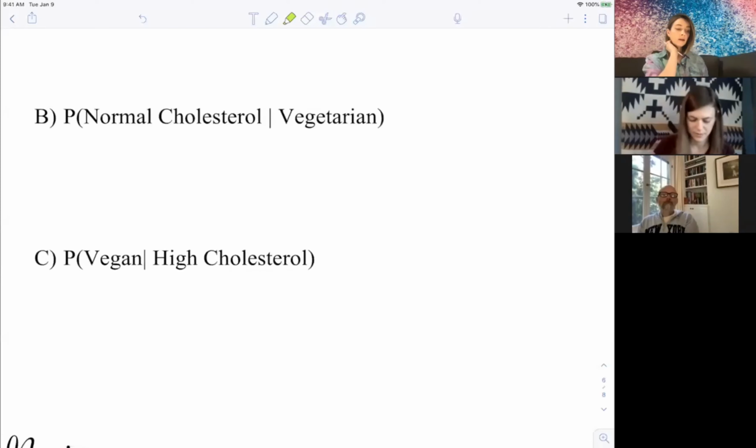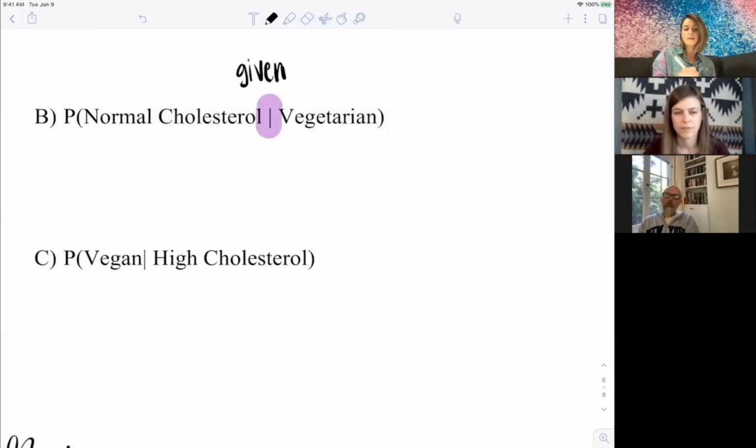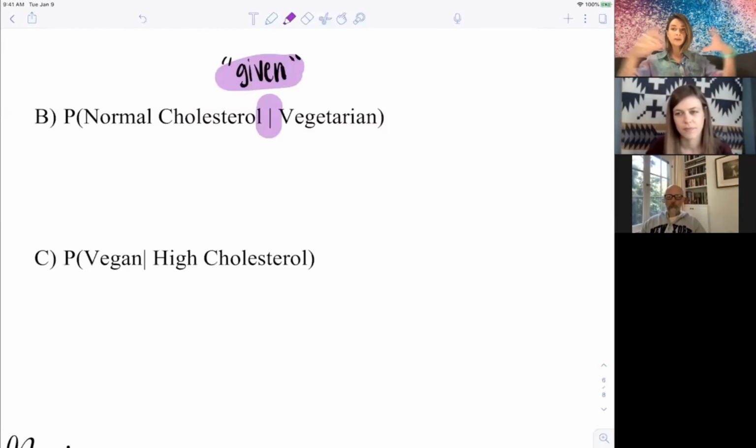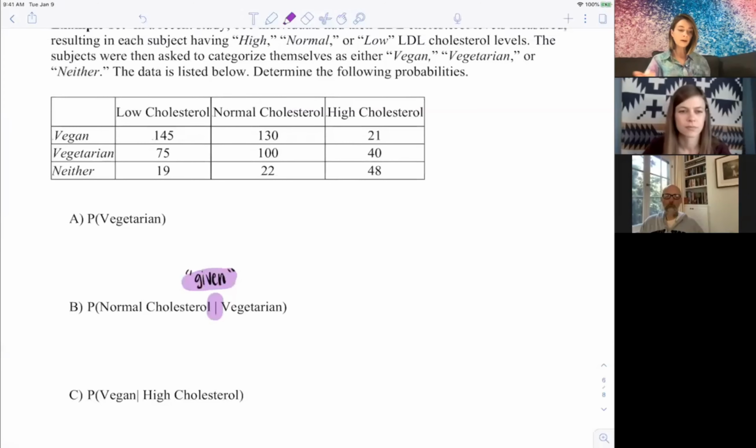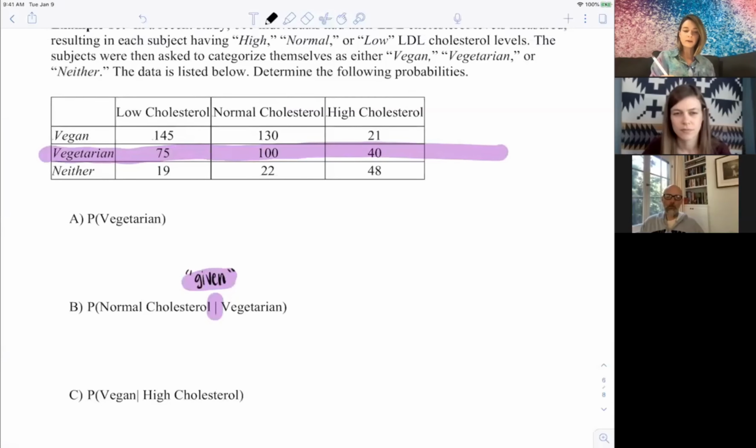For part B, this is asking us what's the probability that someone has normal cholesterol given that they're a vegetarian. So remember that this notation in here means the word given. It's a conditional probability. So it's shrinking who we're looking at. Instead of looking at everyone in the sample, it's saying on the condition that the person's a vegetarian. So we're only looking at the vegetarians. Where are the vegetarians? We looked at that on the previous part.